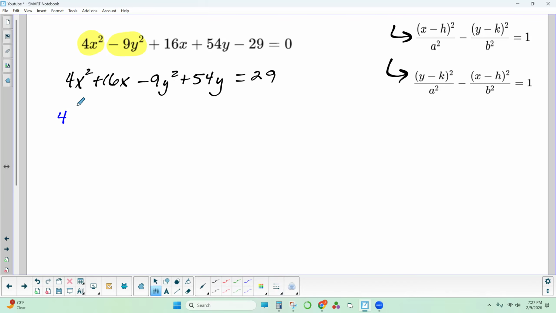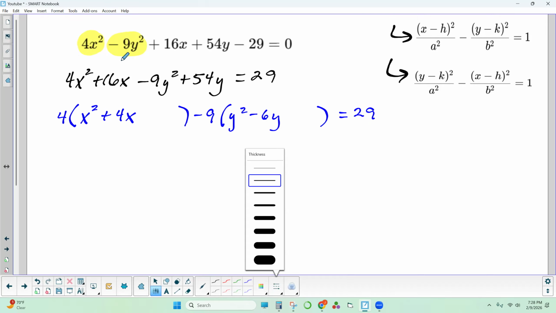So I'm going to factor out this 4, and I'm going to save room to complete the square, and then factor out the negative 9, again saving room to complete the square. And over on the right, I've got a positive 29. Double check the math here. Make sure that if you distribute back, you get what you started with. We're all good there. So the next thing we want to do is complete the square.